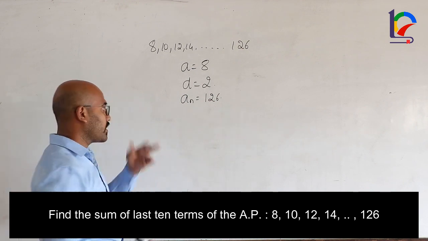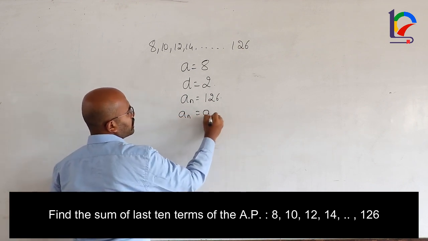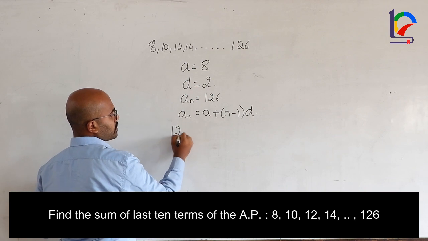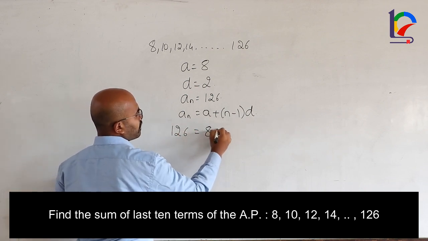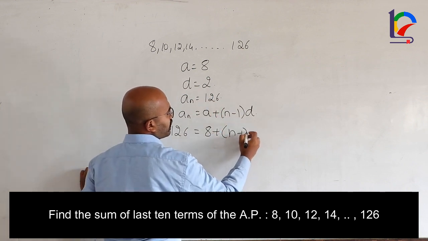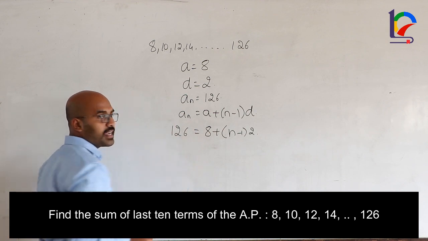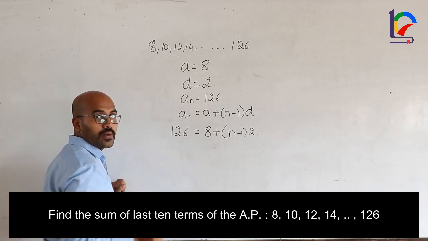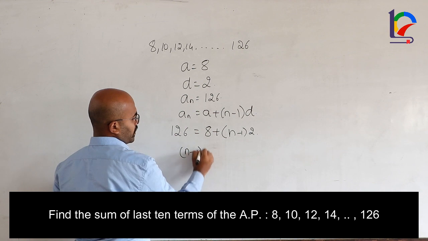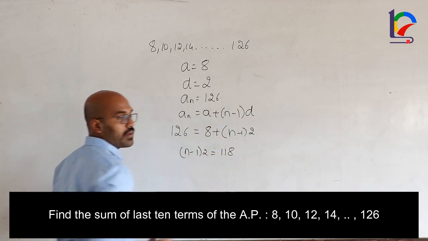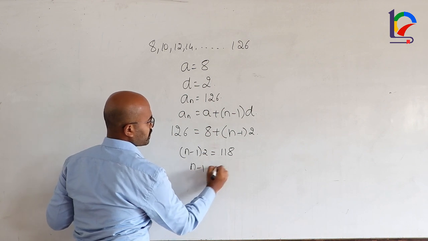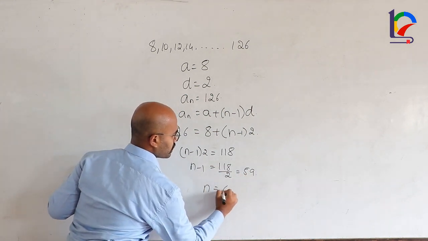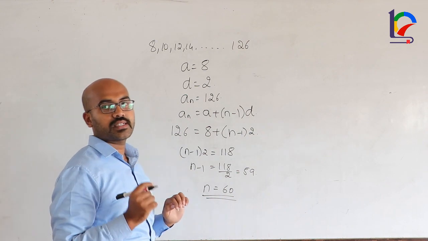We know the equation for an: an is equal to a plus n minus 1 into d. On substituting the values, an is 126, a is 8, d is 2, and we need to find n. If I take 8 to the LHS, it will be 126 minus 8, that is 118. So n minus 1 into 2 is equal to 118. So n minus 1 is equal to 118 by 2, that is 59. So n is equal to 60. So totally there are 60 terms in the AP.